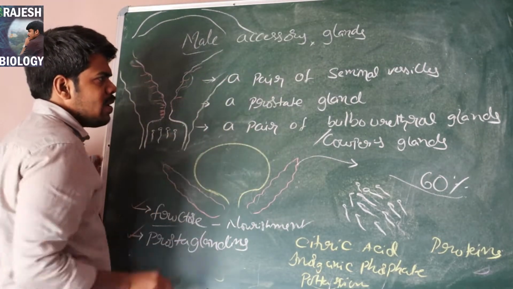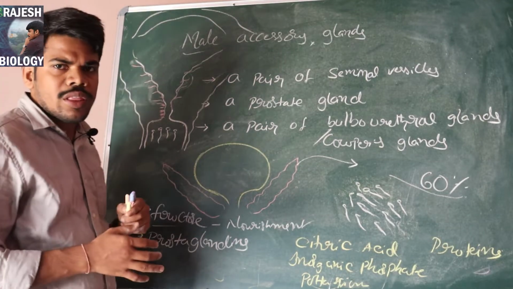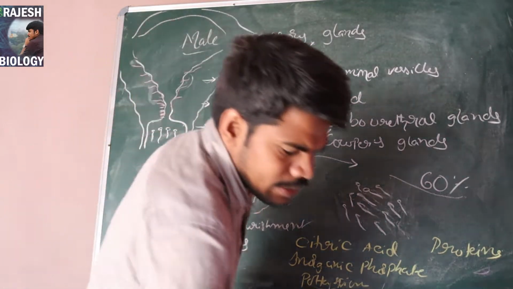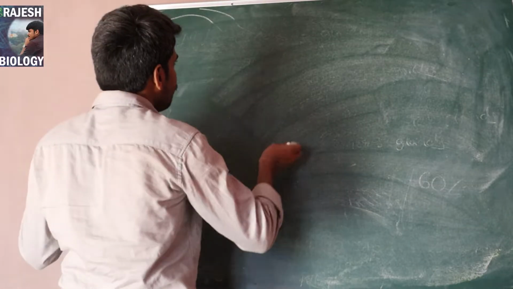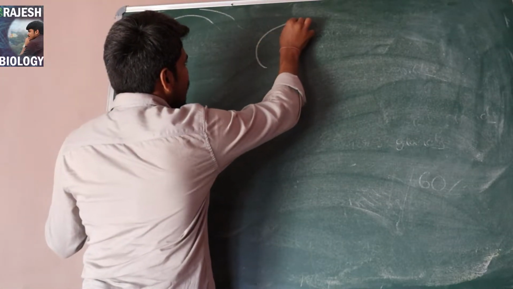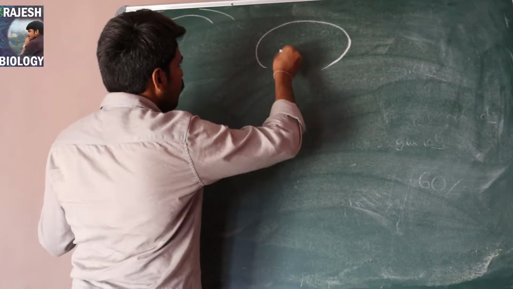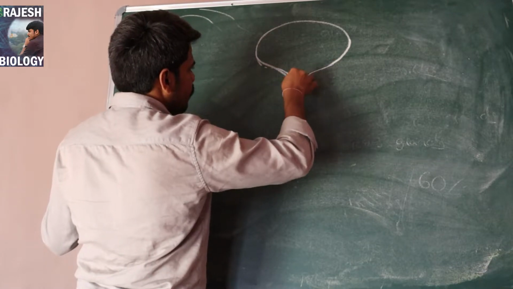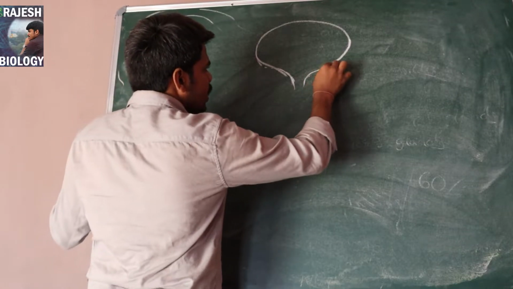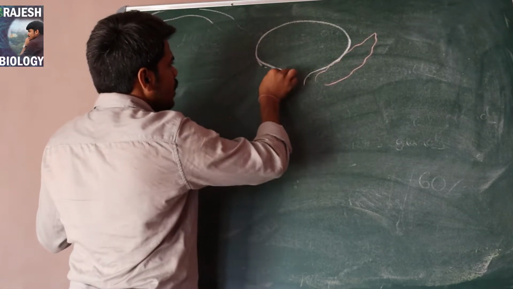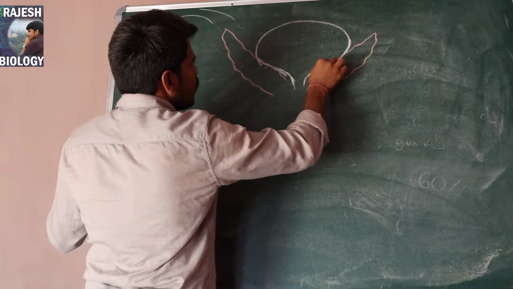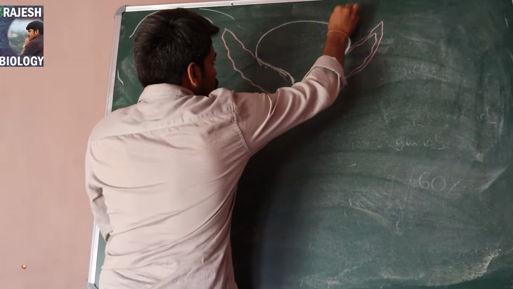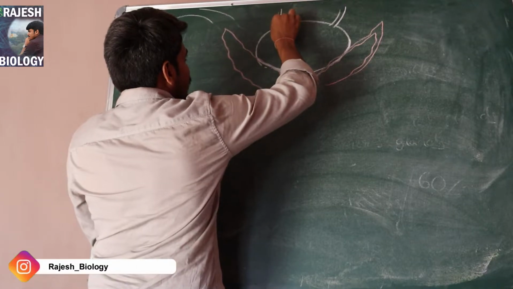Now this is the pair of seminal vesicles. Next, come to the prostate gland. So I'll arrange the entire board and draw a clear diagram of the glands and where they are located. Just imagine this is the urinary bladder, and on either side of the urinary bladder there is a pair of seminal vesicles. And of course, these two are ureters, which come from the kidney.